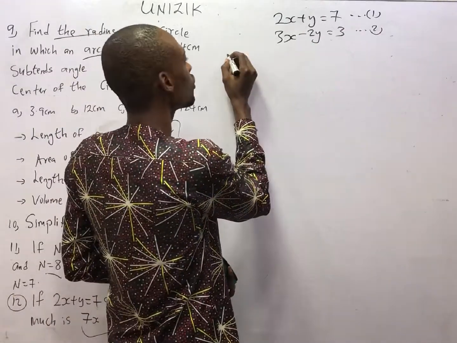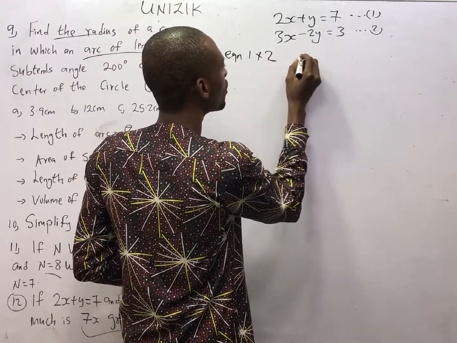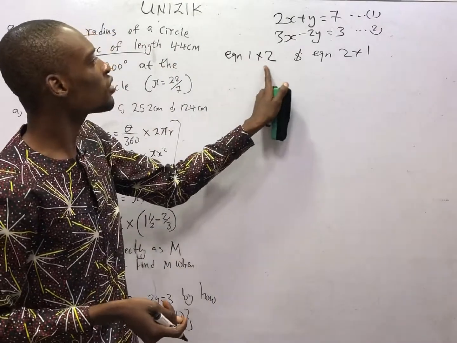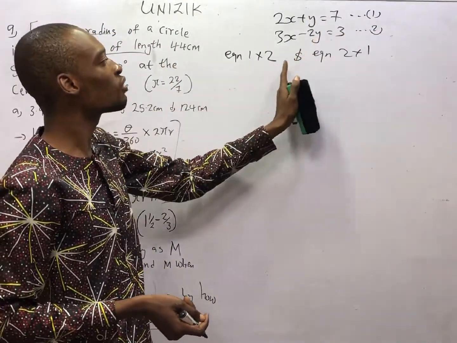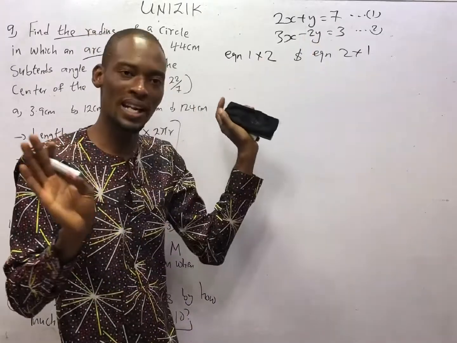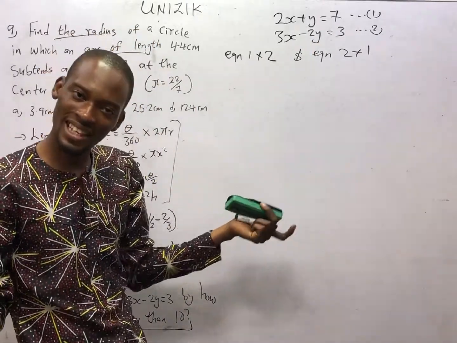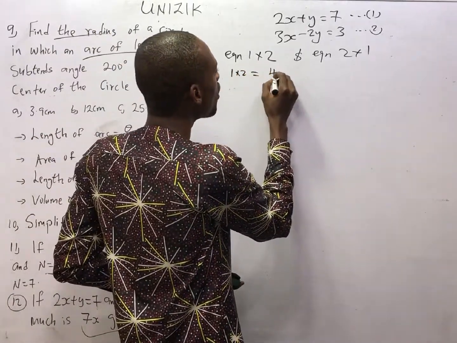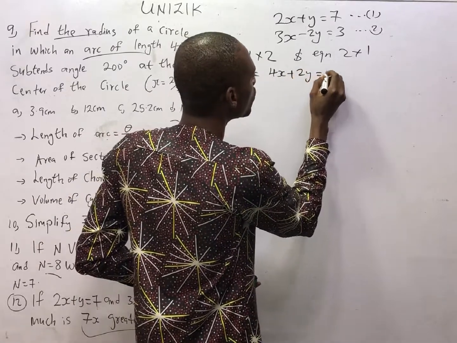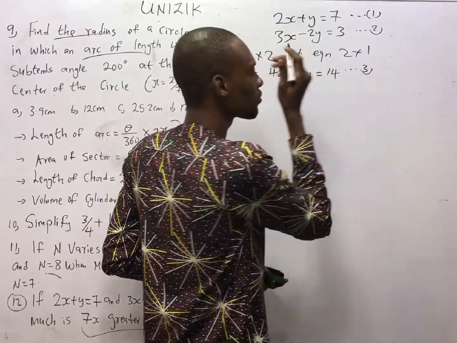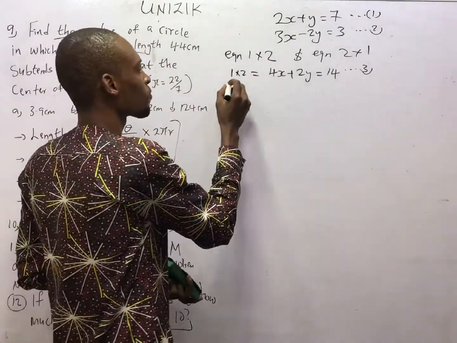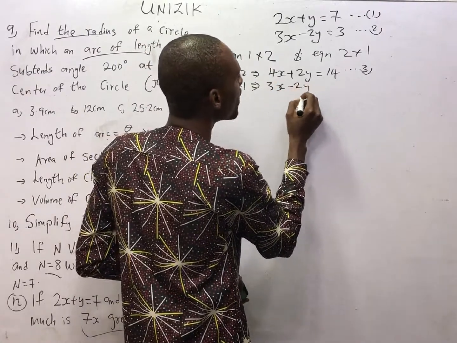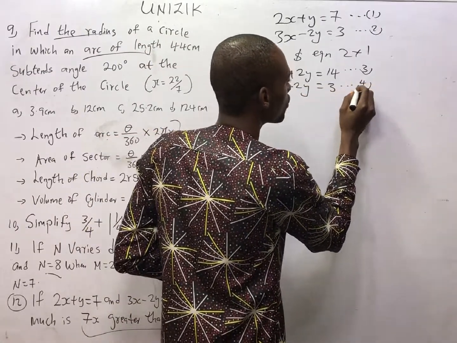If I say equation 1 times 2 and equation 2 times 1, obviously, once equation 1 is times 2, here will be 2y. Equation 2 times 1 will remain, and here will remain 2y. So, we can eliminate. Let's do that. Equation 1 times 2 will simply be 4x plus 2y is equal to 14. Let's call this equation 3. Equation 2 times 1 is 3x minus 2y is equal to 3. Let's call this equation 4.